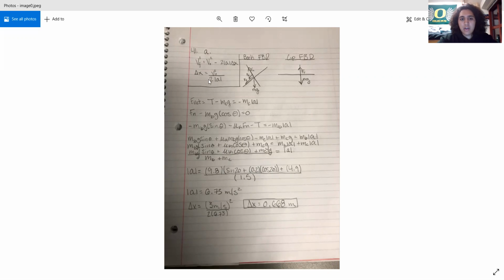Now that we have that, we have our initial velocity of 3 meters per second, 2 multiplied by our new acceleration that we have, and you find that your change in x is 0.668 meters.